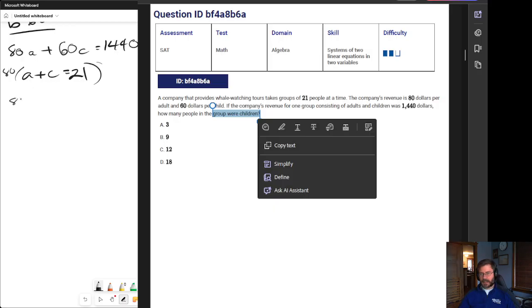Multiplying the 80 through, we get 80a plus 80c equals 100 and what? No, that would be 80 times 21 is 1680. All right, now we can subtract going up or down. Yeah, subtract going up. The 80s cancel out. We get 20c equals 240. Divide this 20 over, and we get 12, which is, funny enough, c.